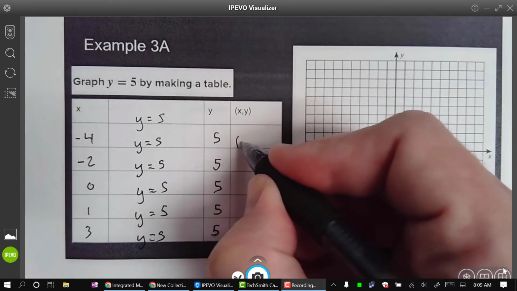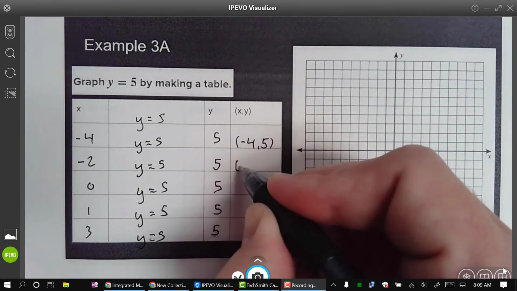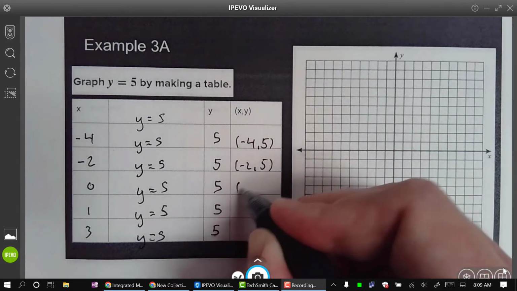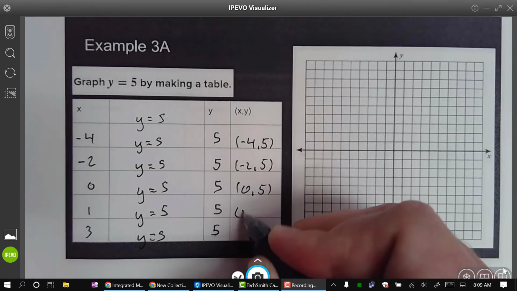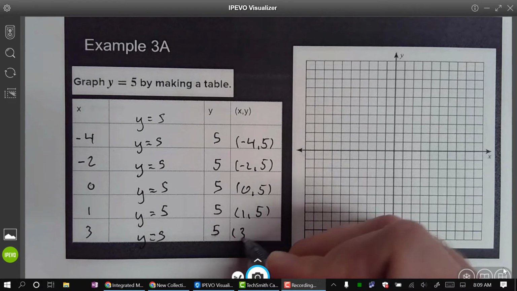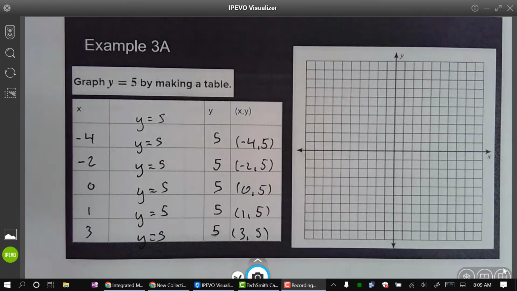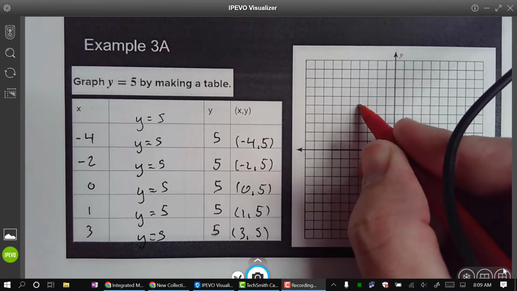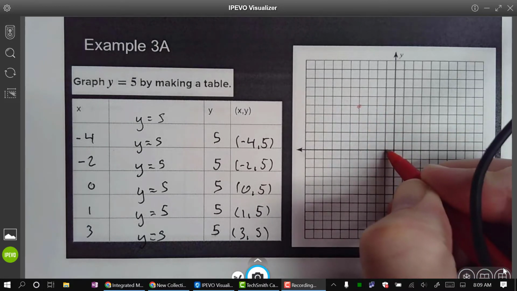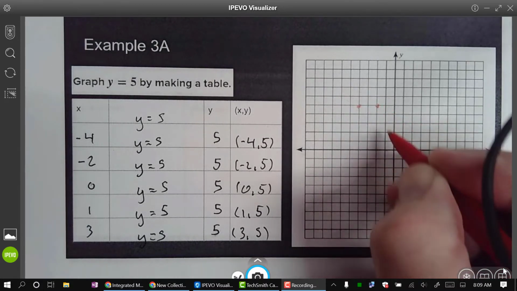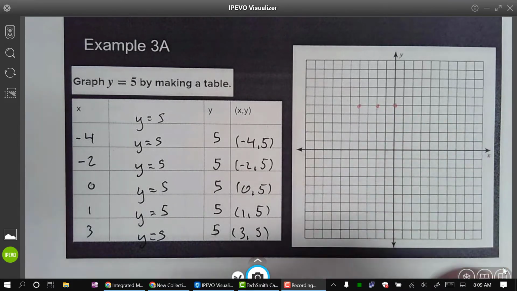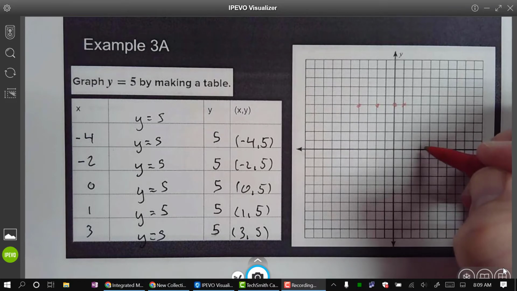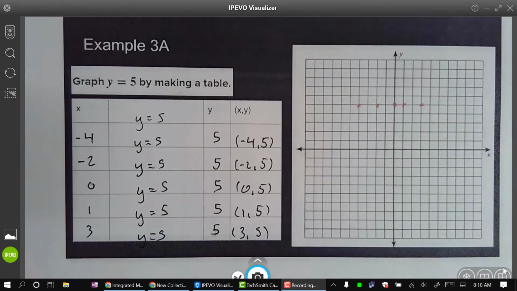So my coordinates are going to be negative 4, 5, negative 2, 5, 0, 5, 1, 5, and 3, 5. So if I plot these, it's always going to be 5 for my y value.